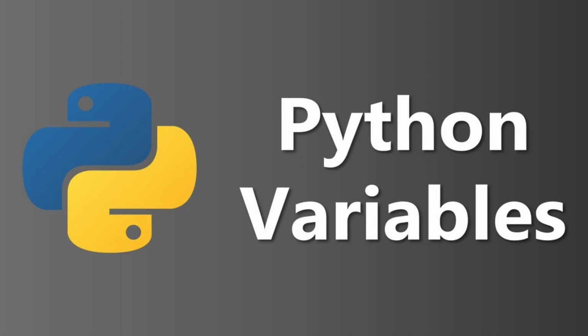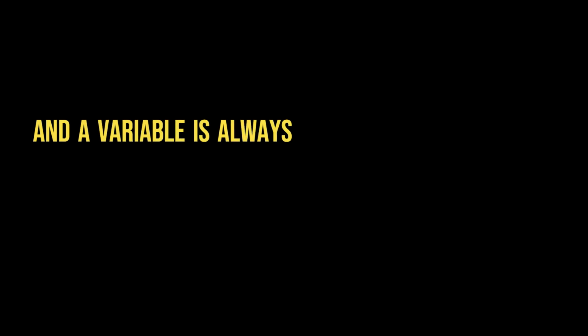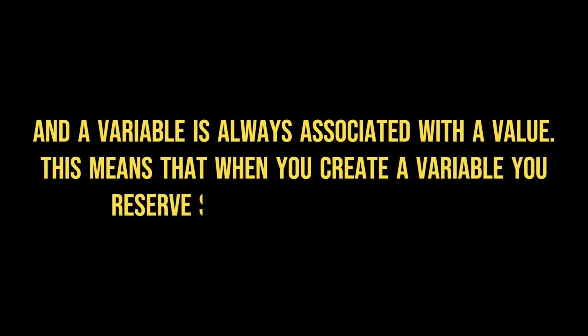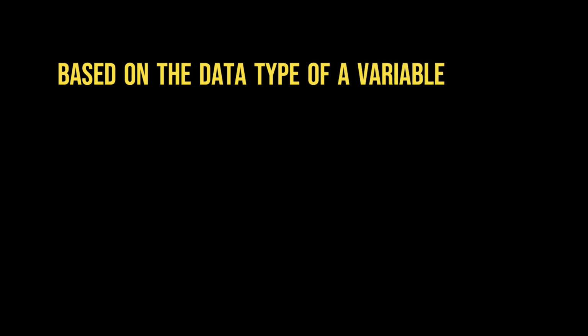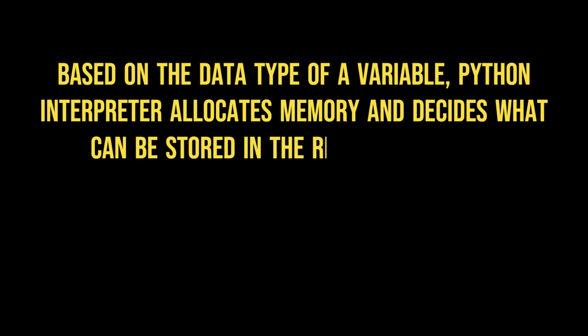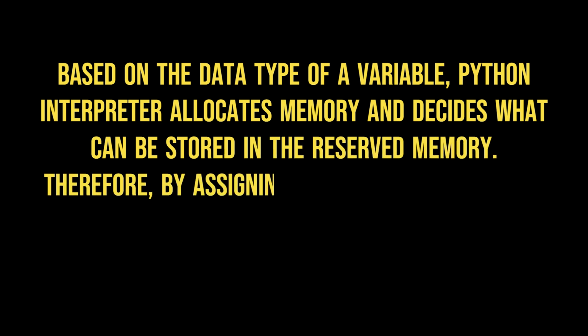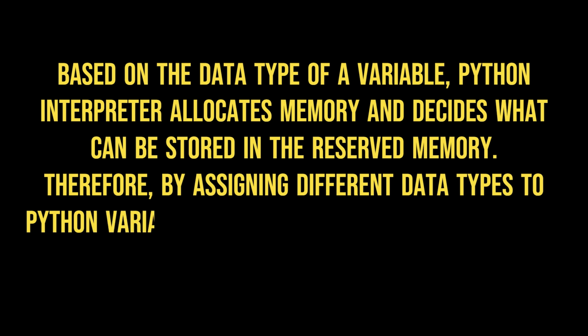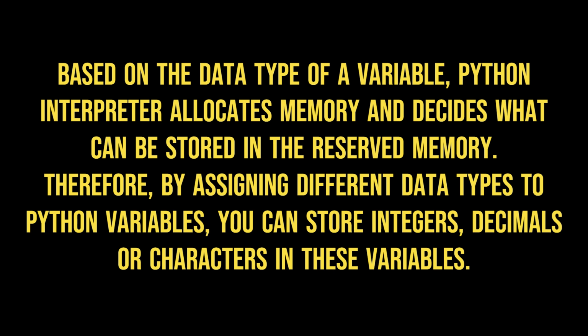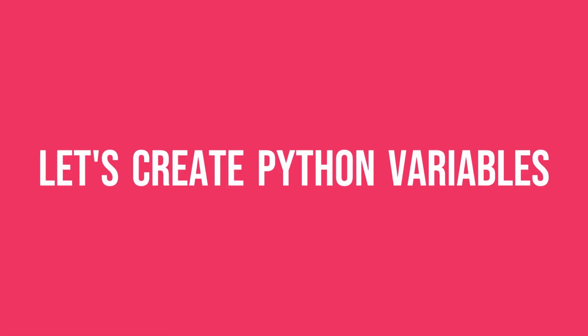Variables in Python. In Python, variables are containers for storing data values. A variable is always associated with a value. This means that when you create a variable you reserve some space in the memory. Based on the data type of a variable, the Python interpreter allocates memory and decides what can be stored in the reserved memory. Therefore, by assigning different data types to Python variables, you can store integers, decimals, or characters in these variables.